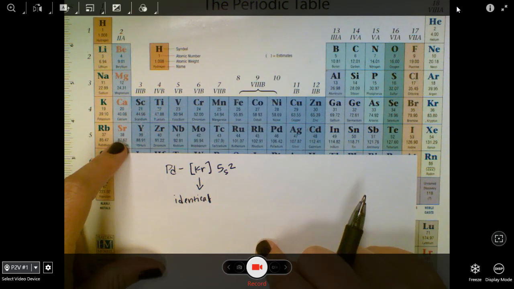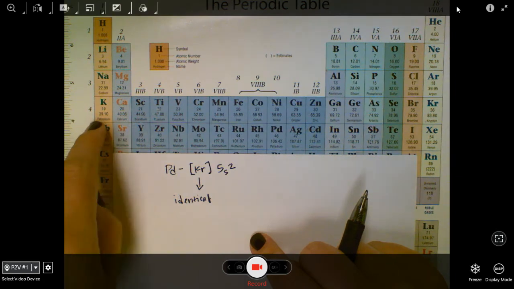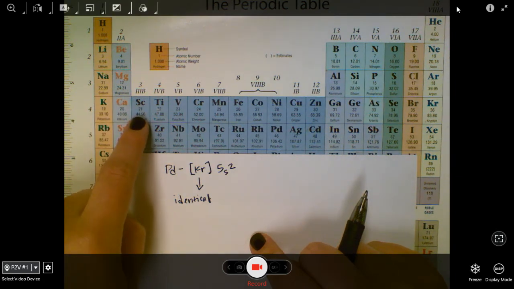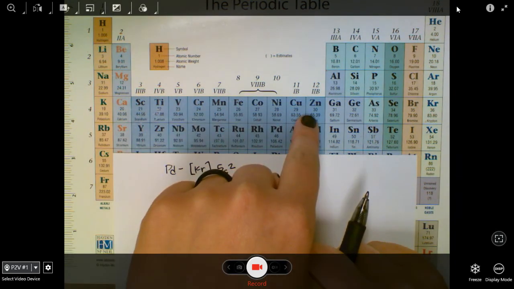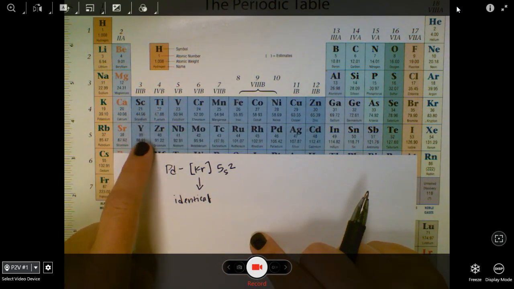Now, if you remember, the d shells are off by 1. So in the 4th period, this is not the 4d shell with scandium. This is the 3d shell. So down here, that starts with yttrium. This is the start of the 4d shell, not the 5d shell.